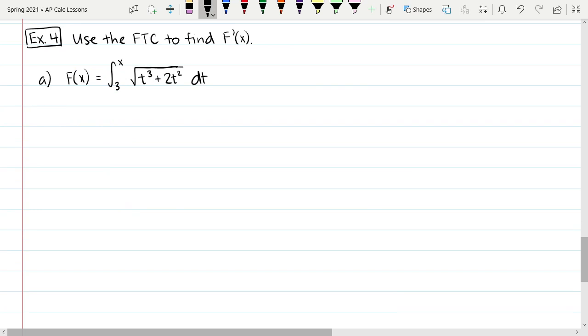Okay, so hopefully, now that you're convinced of the FTC, we can just use it. So use the FTC to find big F prime of x. All right, so we have big F of x equals the integral from 3 to x of the square root of t cubed plus 2t squared dt. So if I'm trying to find big F prime of x, to use the FTC, all that I'm doing is taking my x and replacing my t's. So this just becomes the square root of x cubed plus 2x squared. And that's it.